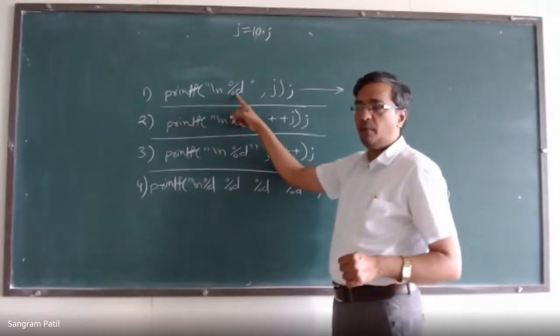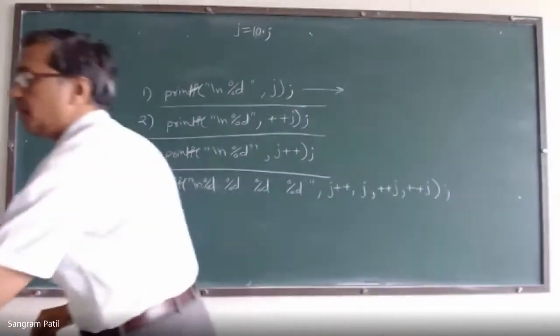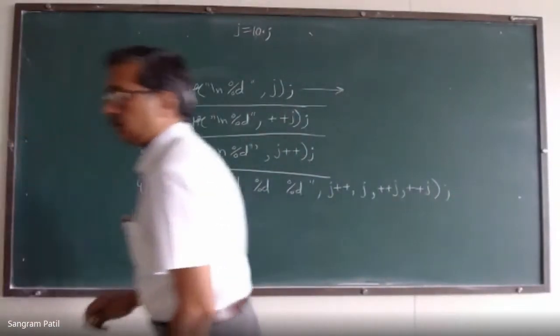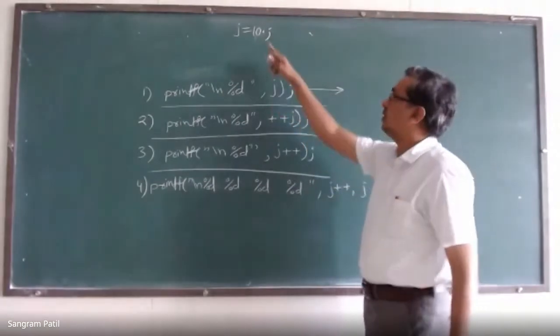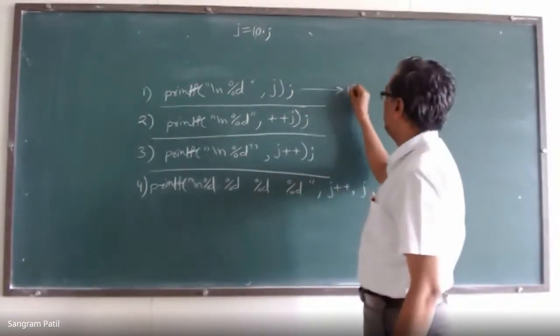Percentage d, print one number, which number? The number which is present in j. The number which is present in j, value of j is 10, so this will print 10.